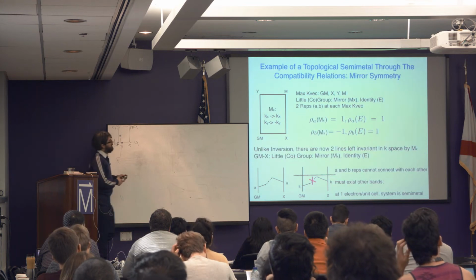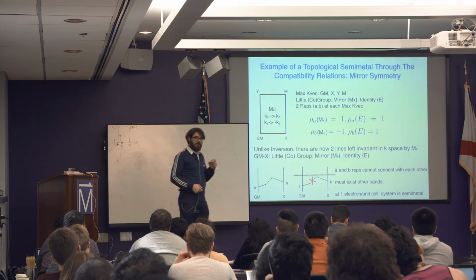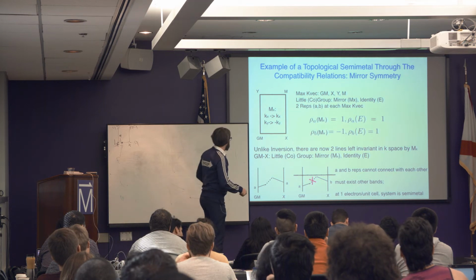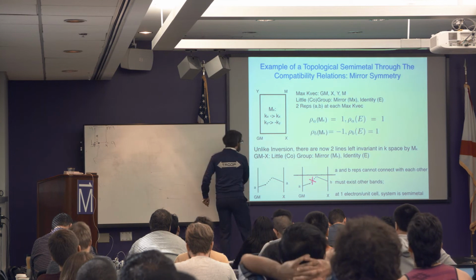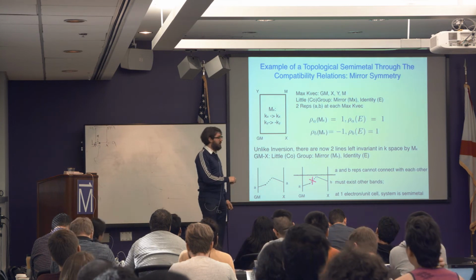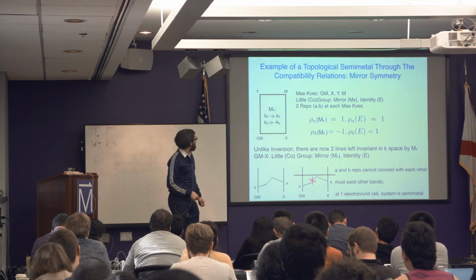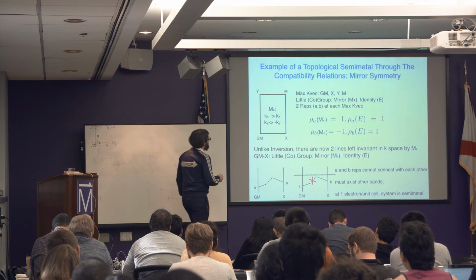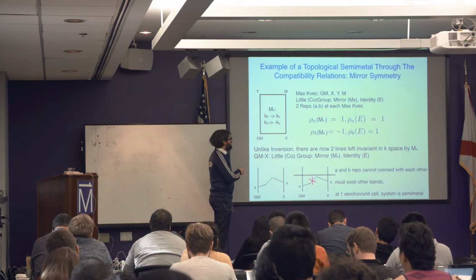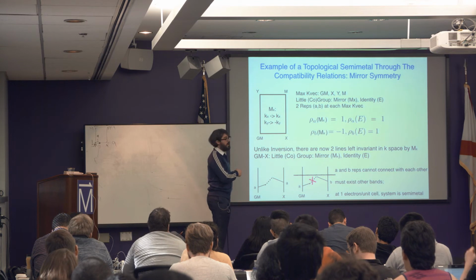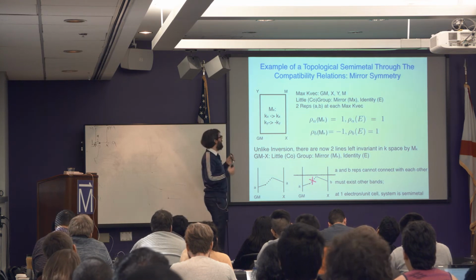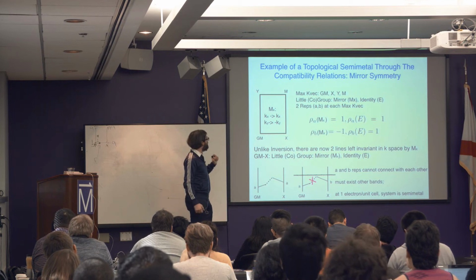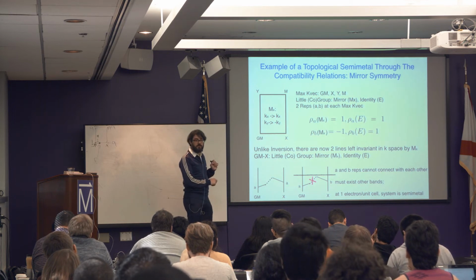So mirror symmetry. So say instead of 2D inversion, I had 2D mirror. Okay, so if instead of 2D inversion I had 2D mirror, then the following thing would happen. Instead of kx going to minus kx, kx goes to kx. Just ky goes into minus ky, right? So now I have full lines in the Brillouin zone that are invariant under mirror, not just points.